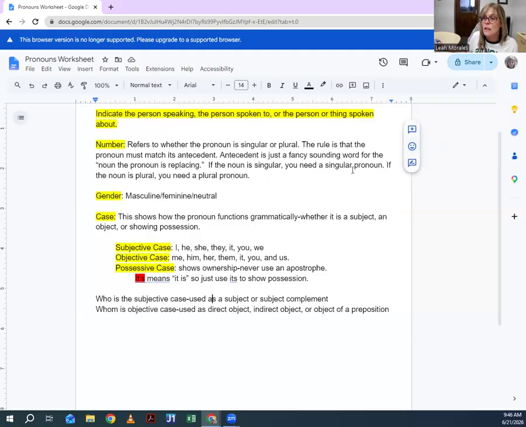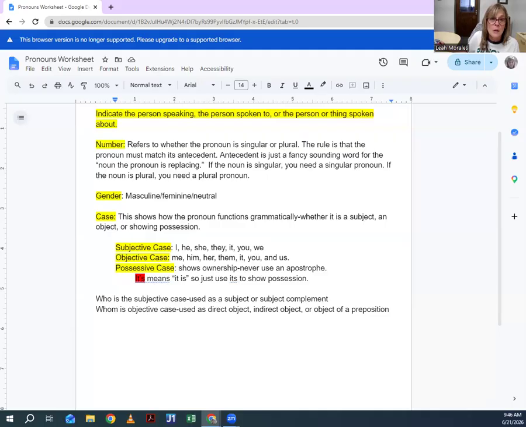Now we're going to take a quick look at one that none of us ever know how to use, especially speaking in the South: who, whom. The easiest way to remember it is, who is the subjective case. It is used as a subject or subject complement. Whom is the objective case. It is used as a direct object, an indirect object, or an object of a preposition. Again, that's one of those things that you can get the software to notify you, or just look it up every time if you come to a place where you have a question.